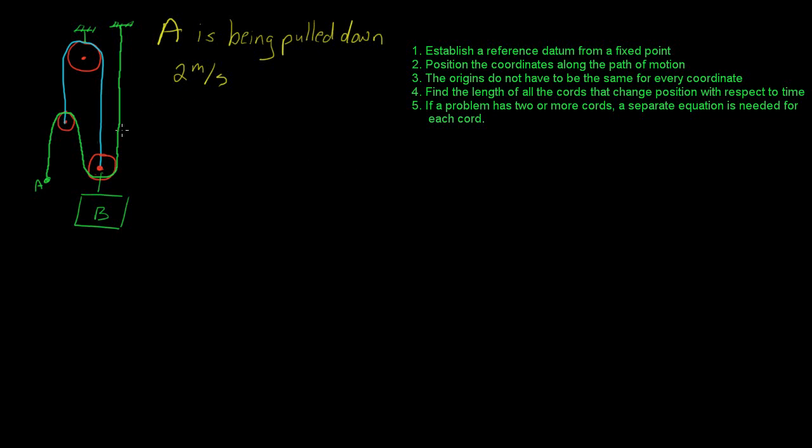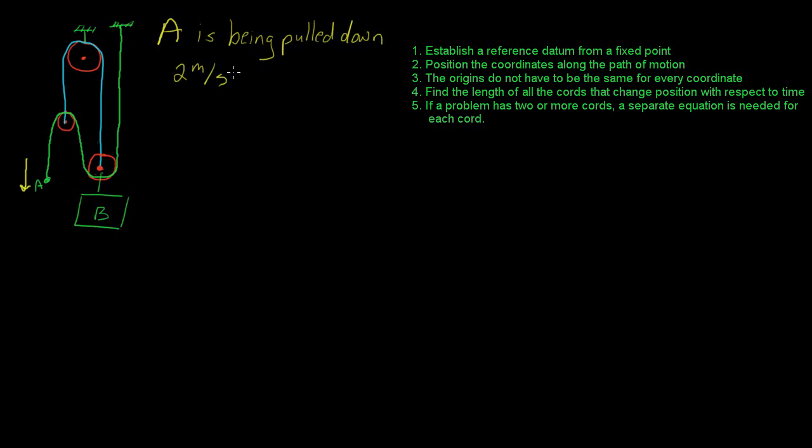This is another pulley system that has two cords in it. The first cord is this green line, and the second cord is this light blue line. So what this problem is asking, it's telling us that point A right here is being pulled down at 2 meters per second.